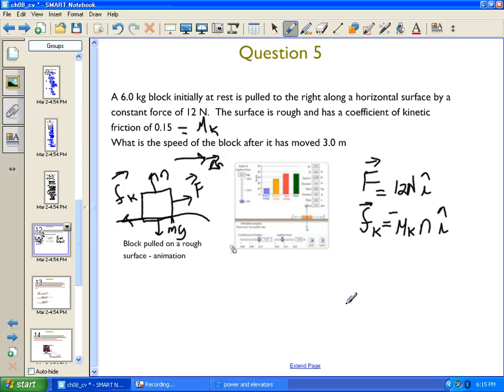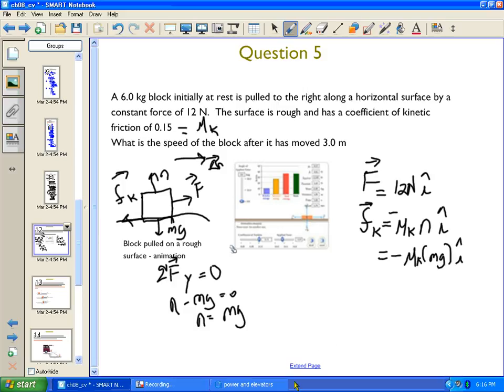opposing the motion. Now, you can see here by Newton's second law, if we look at the free body diagram, which I'm not going to draw, but I'm sure you know, the forces in the y direction equal 0, N minus mg equals 0, so N is equal to mg, which means that the kinetic friction force will be minus mu k times mg in the i hat direction.